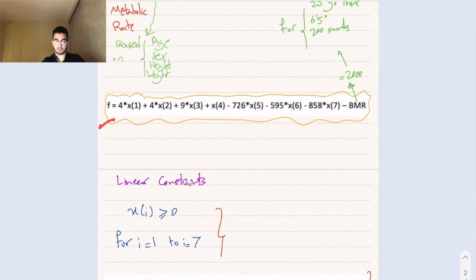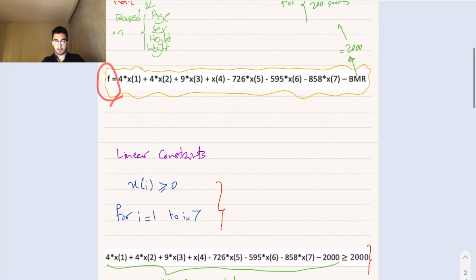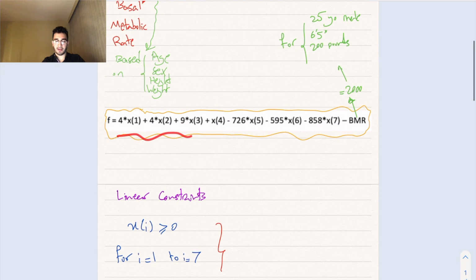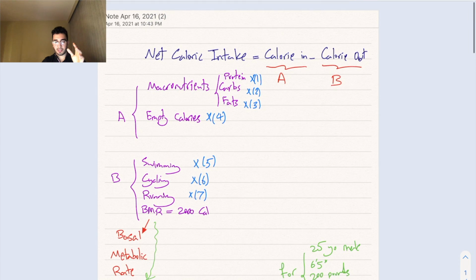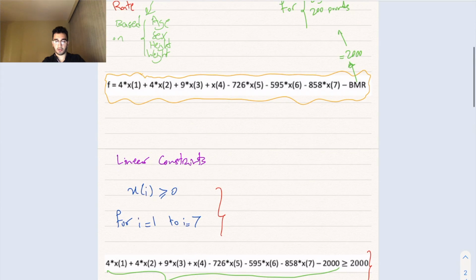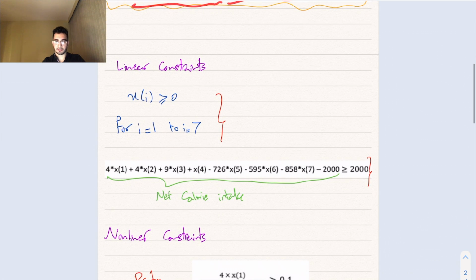And this is the formula for the function. This is the function that we want to optimize. For x1, x2, x3, these three are proteins, carbs, fats. We multiply by 4 because each gram of protein, for example, has 4 calories. So that's why we have this formula here. And it goes on and on, minus BMR. So the first half is intake, the second half is calorie burnt essentially.